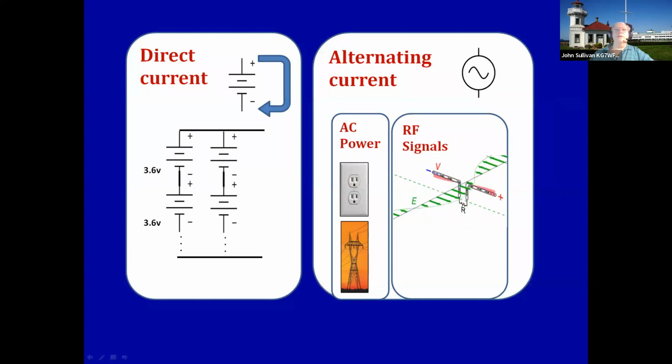Another illustration here, your direct current on the left flows in the one direction. Your alternating current, as you can see, alternates. The voltage and the current increase and decrease and create that sine wave. That's alternating current.